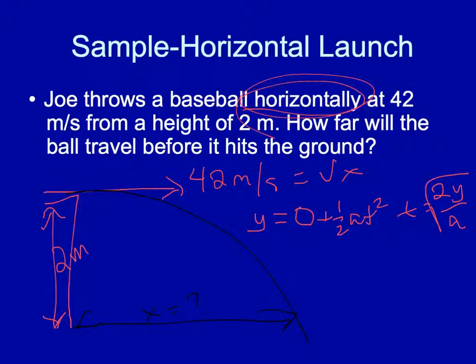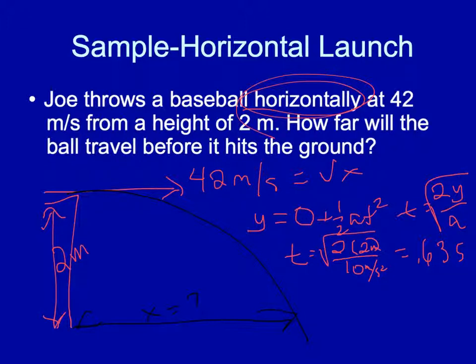So now, for this case, I'm going to say t is equal to 2 times y, which is 2 meters, divided by 10 meters per second squared. So when I do this, I'm going to have the square root of 4 divided by 10, the square root of 0.4, and the square root of 0.4, I don't know off the top of my head, so let's check a calculator. So this is going to take 0.63 seconds. So it takes 0.63 seconds to reach the ground.